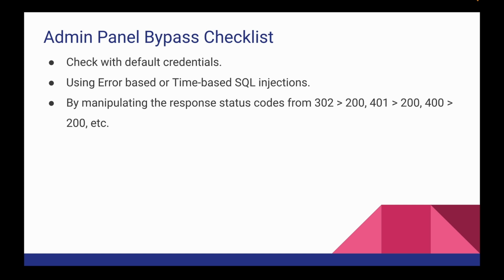And next, you can try manipulating HTTP response status codes whenever you enter invalid credentials. You will get a response from the server saying 302 redirect, or 401 unauthorized, or 400 bad request, etc. So instead of leaving the status codes as they are, you need to change 302 to 200 OK, or 401 to 200 OK, or 400 to 200 OK, etc. Once you modify those status codes, you might get logged into the admin panels. So try brute forcing the values.